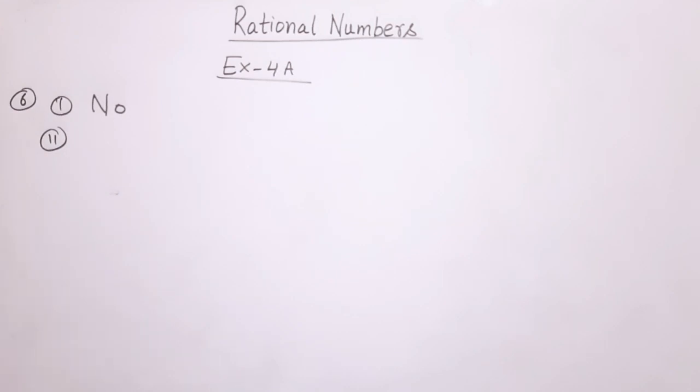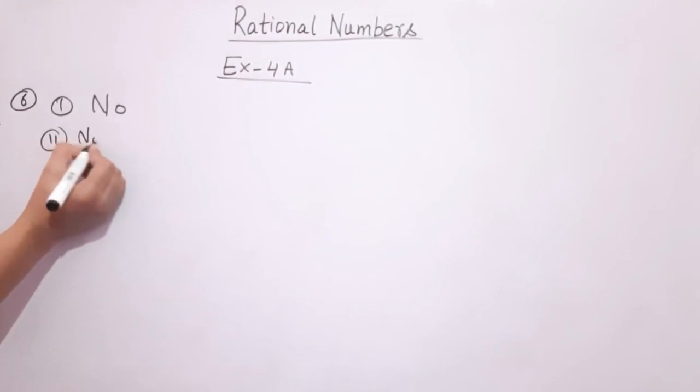Now come to the second option. How will we check? The second option is 0. तो 0 मैंने आपको बता दिया, it's neither positive nor negative. That means it's also not a negative rational number. तो यहाँ पे भी आपका no आएगा.